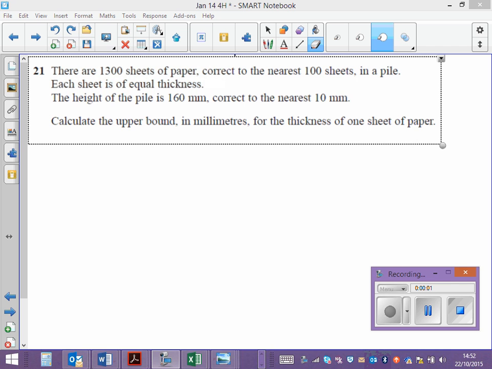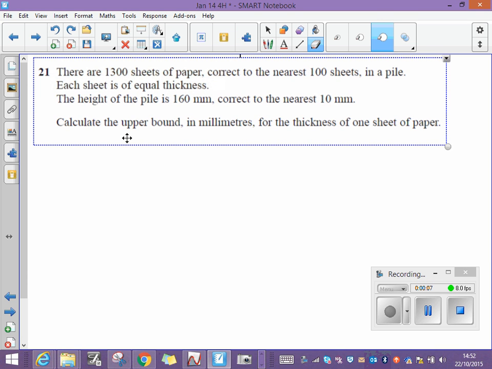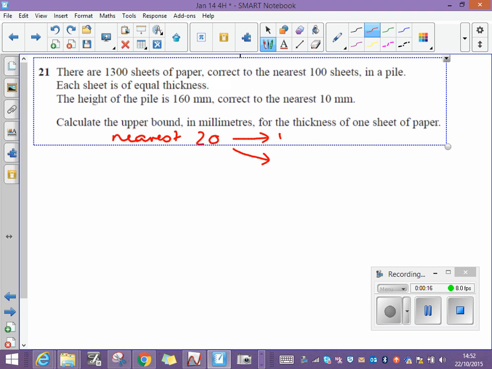This is an upper and lower bounds question. The most important thing we need to remember about upper and lower bounds is that when we have something which is measured to the nearest something, let's say it's measured to the nearest 20, the upper bound is found by adding half of 20, well that's 10, and the lower bound is found by subtracting half of 20, which is 10. So you always add and subtract half of whatever it's measured to the nearest.